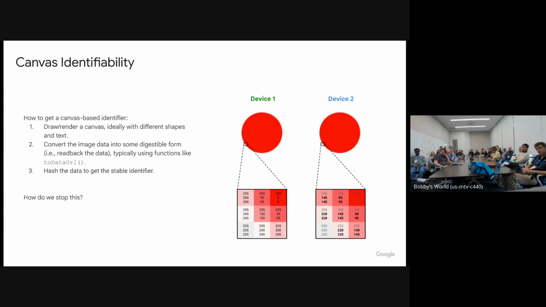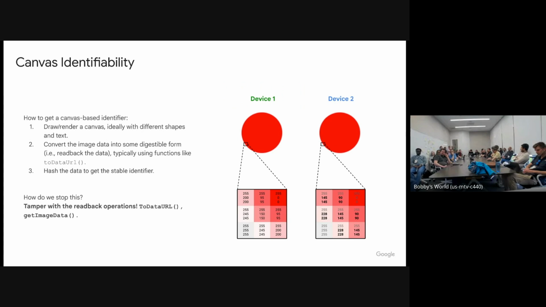In that case, they can share this across different sites and track your usage. In this example, we have device 1 and device 2, and to us they look exactly the same, but to a machine they might look slightly different. In the pixel values at the bottom right, you can notice that the top left pixel is 255, 145, 145 on device 2, while device 1 will have 255, 200, 200. These little variations in the rendering process are what distinguish different graphics drivers and graphics cards when rendering these images. Anyways, we noticed that a lot of fingerprinters end up doing this, and how exactly do we want to stop this?